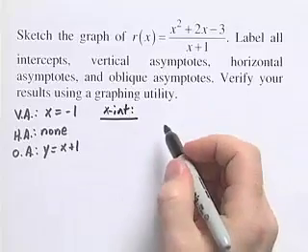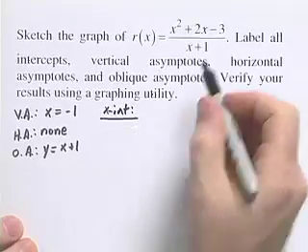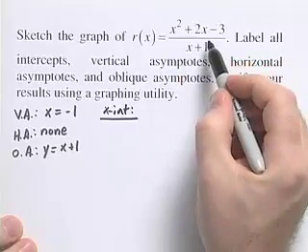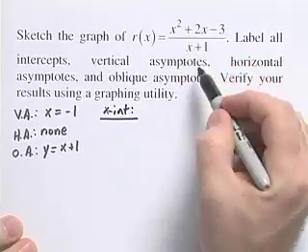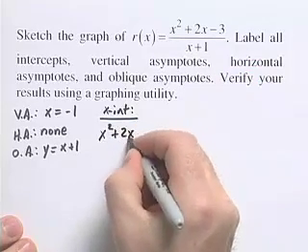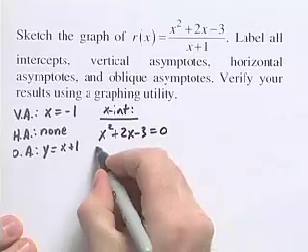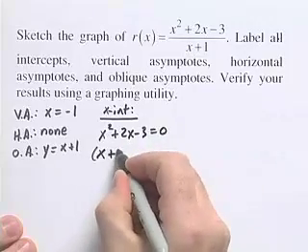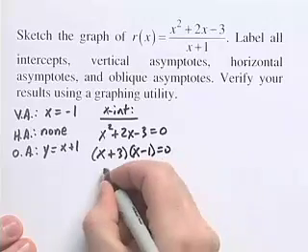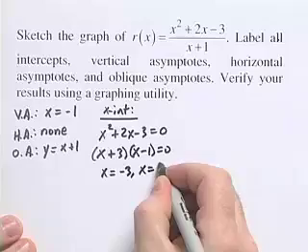Remember, to find the x-intercepts, we let the function equal 0 and we solve the resulting equation. In this particular case, that means that we just really need to set the numerator equal to 0. So if the numerator is 0, then the whole expression is equal to 0. So we're going to set x squared plus 2x minus 3 equal to 0. And we solve that. So we'll get x plus 3 times x minus 1 equals 0. And so our x-intercepts will be x equals negative 3 and x equal to 1.